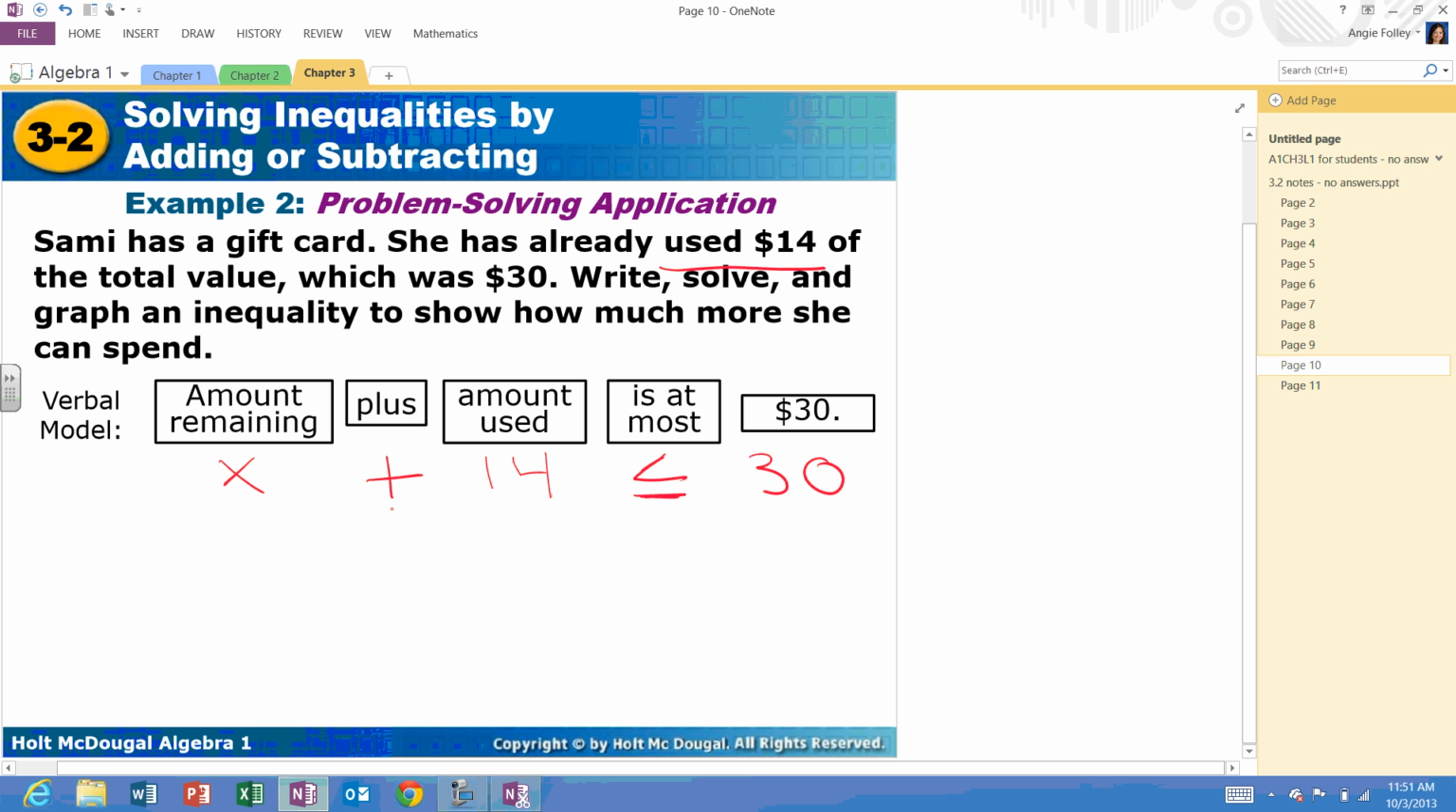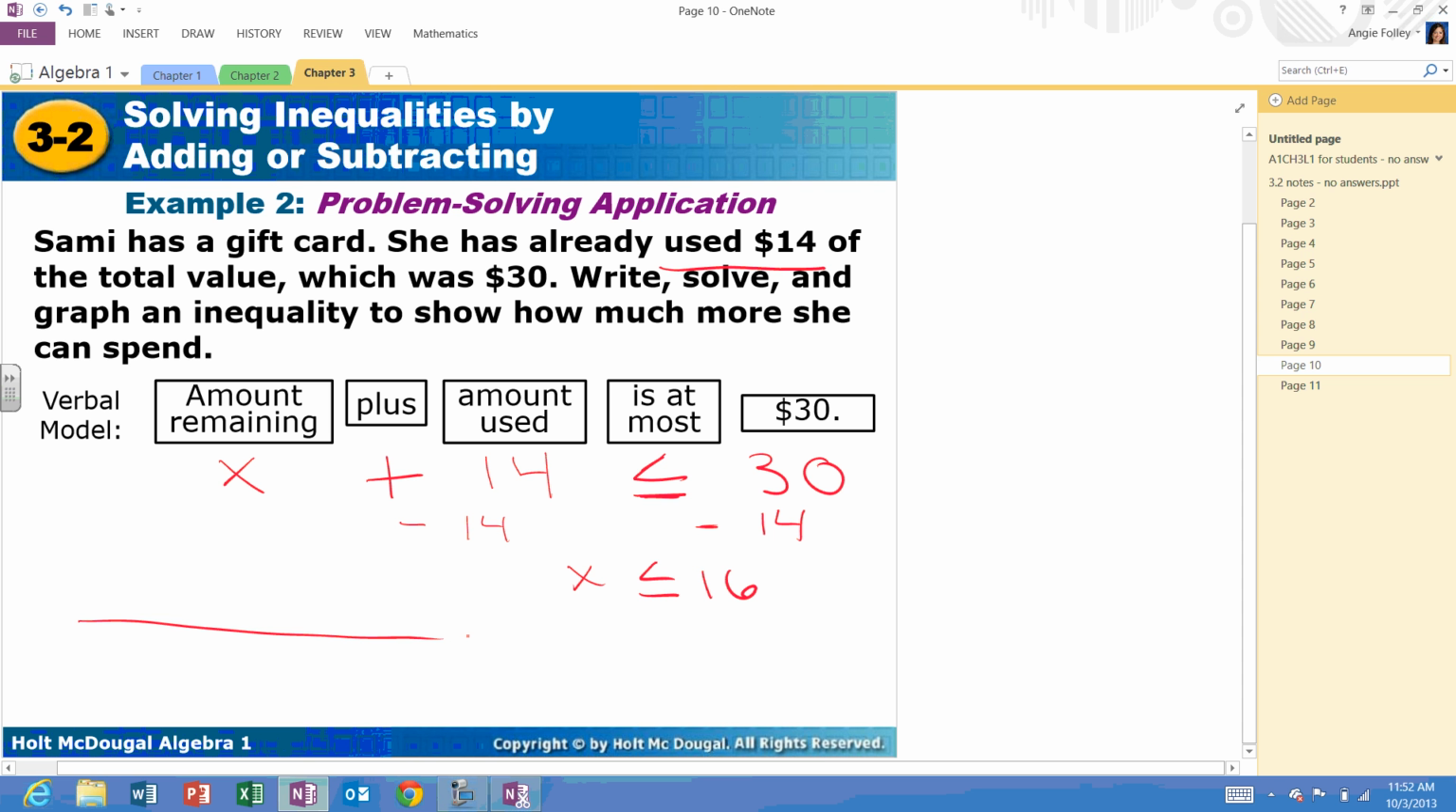Well, let's solve the inequality. So the inverse operation of adding 14 is to subtract 14. So then x is less than or equal to 16. So what does that mean? That means that she can spend up to $16. That's how much she has left on the card. So she can spend anywhere from $0 to $16 and still be okay. That's how much she has left on the card.